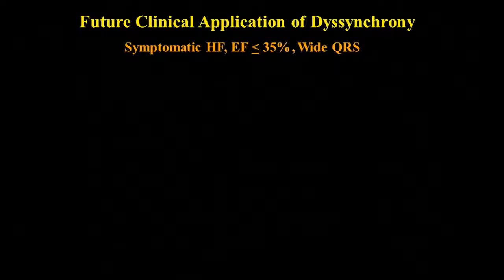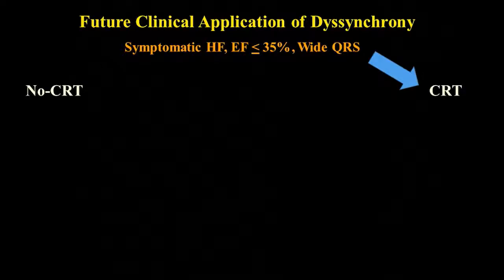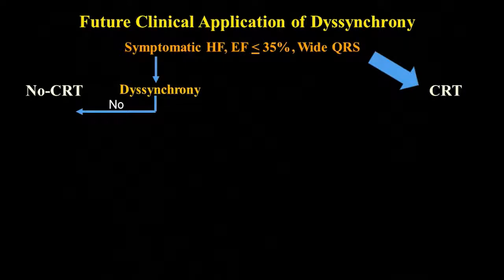Okay. So what is, in my opinion, the application of dyssynchrony for CRT in the future? So again, symptomatic patient with heart failure, ejection fraction less than 35% and a wide QRS. By current guidelines, these patients get a CRT, no questions asked. Okay. But we've just seen that application of CRT is much more complex, especially now from the dyssynchrony information that we're gathering from radionuclide imaging. We know that if you're not dyssynchronous, despite having all these features, you will not improve with CRT.